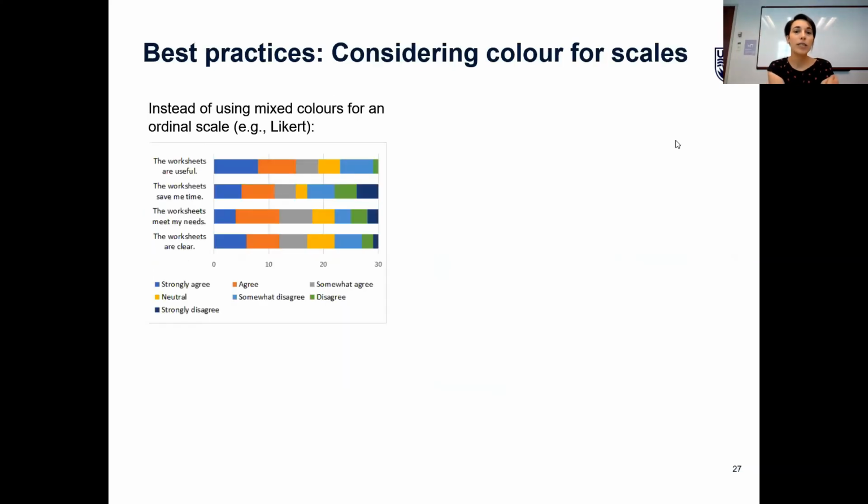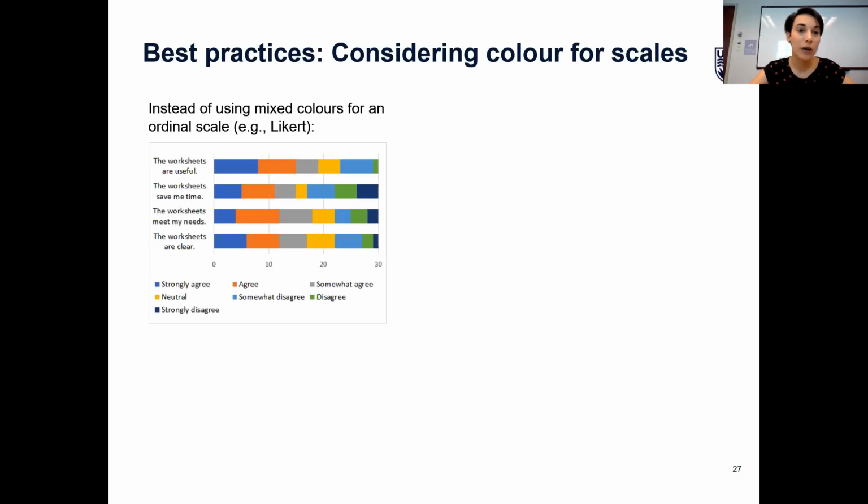Okay, so next we're going to get into some best practices regarding considering color for scales. Quite a few of you brought up that in that first figure we showed, there were just way too many colors. They weren't distinguishable. It was hard to tell what was going on. That's a common issue that comes up in figures.